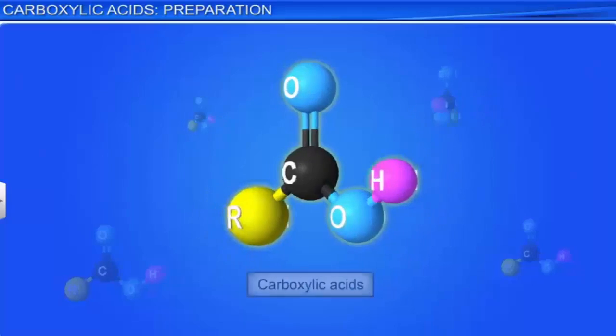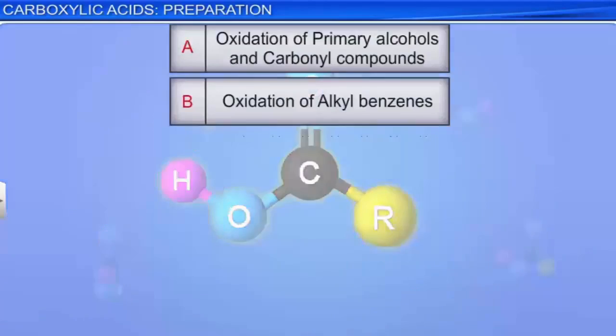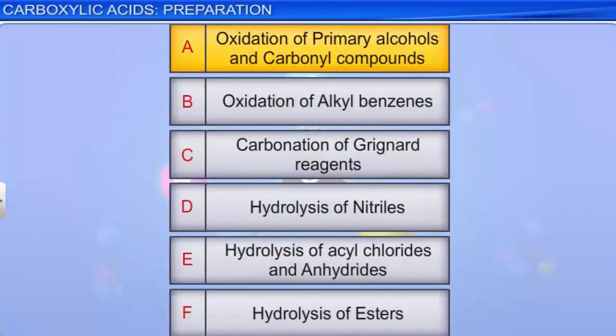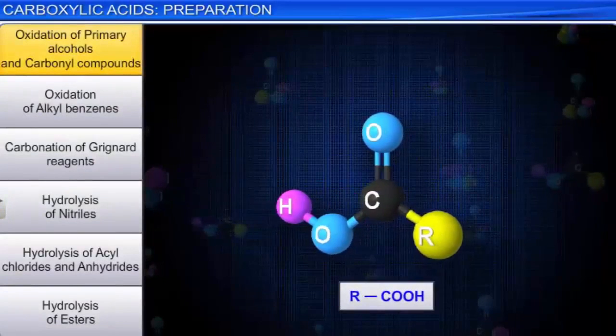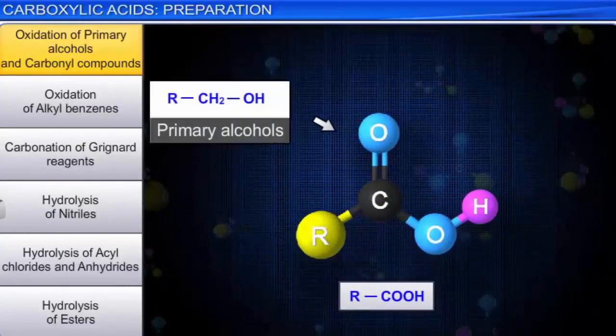Carboxylic acids can be prepared by several different methods: oxidation of primary alcohols and carbonyl compounds, oxidation of alkyl benzenes, carbonation of Grignard reagents, hydrolysis of nitriles, hydrolysis of alkyl chlorides and anhydrides, hydrolysis of esters. Let us see how carboxylic acids can be prepared from primary alcohols and carbonyl compounds.